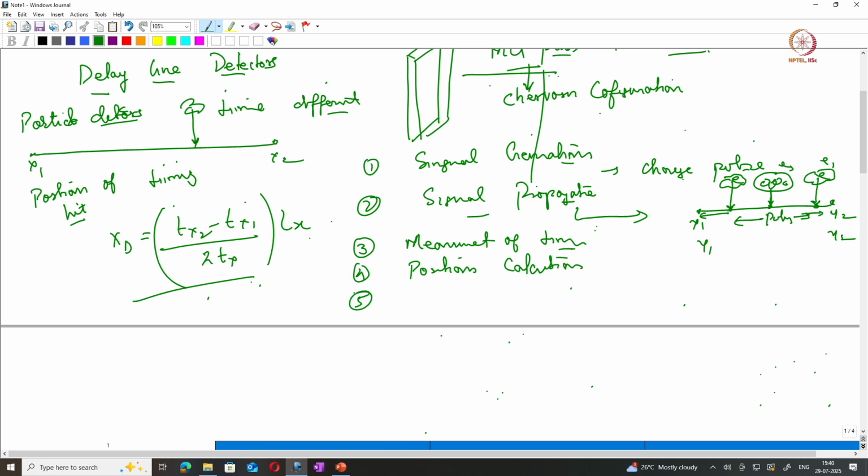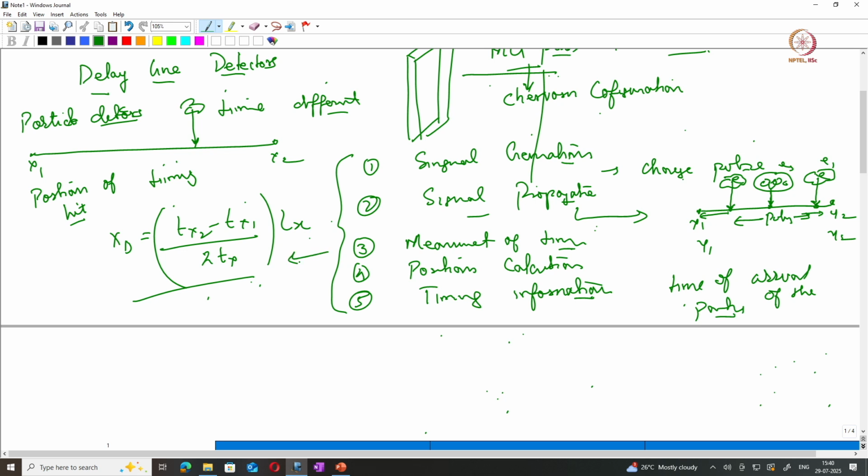The second function is timing information. These DLDs provide the timing information and can be used to determine the time of arrival of the particle. So this provides an excellent timing resolution and also the position of the hit of that particular electron cloud. I talked about only one direction, xd. Similarly, you will have a yd, so you will have a two-dimensional position.